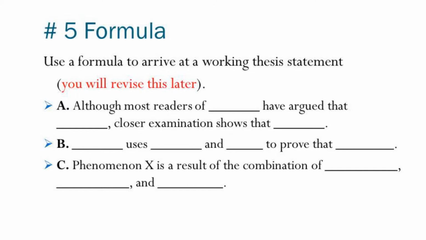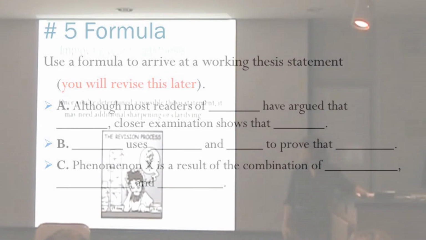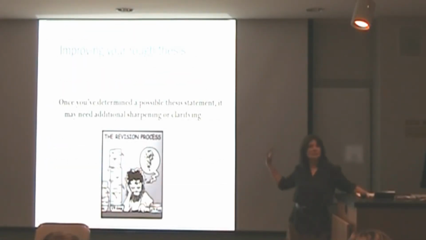Phenomenon X is a result of the combination of blank, blank, and blank. All right? Now, you might think, oh, well, that was all very formulaic, but the fact of the matter is, what's hard is plugging in the specifics and making them work. And so if that's what you were struggling with, getting those details in there, those formulas do the easy part. They provide you the structure, and then you move on.